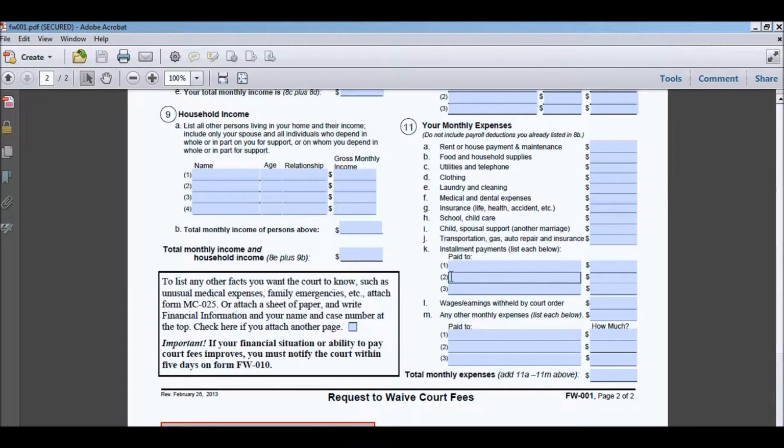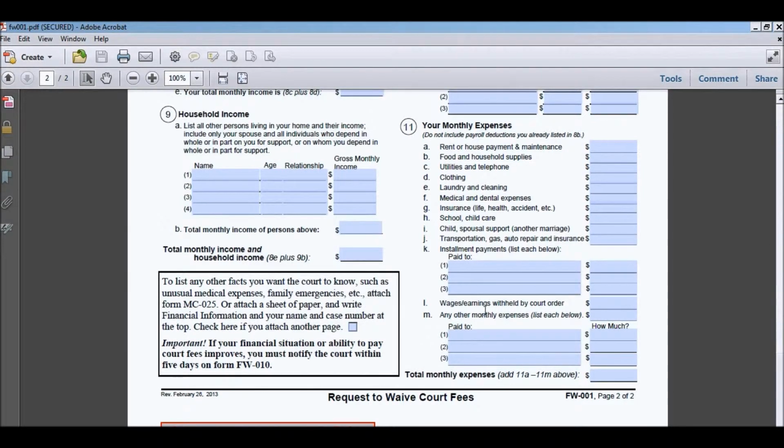And for basically K and M, those are for quote-unquote other expenses that you have. So for example, if you have a credit card debt that you're paying on, a personal loan, any type of stuff like that, you would list it out under K. M is going to be for miscellaneous expenses that are really not captured in any of these categories up here. So go ahead and list those out.